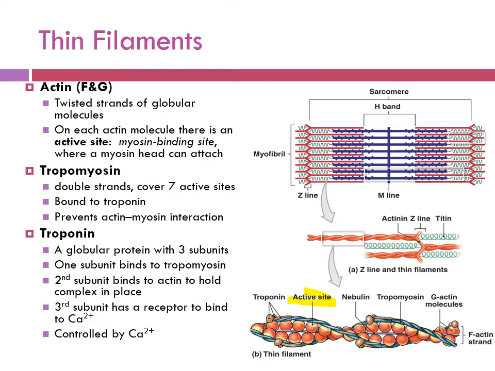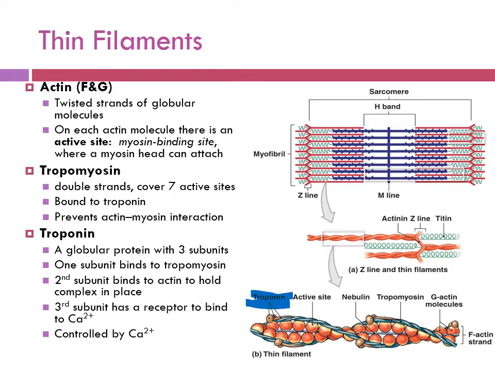Tropomyosin is a double strand. So it's in blue down here. This is tropomyosin, and the tropomyosin kind of wraps around the actin, and it covers up the active sites on the actin. So our tropomyosin wraps around the actin and covers up those active sites. And the tropomyosin is held in place by troponin. And troponin is a protein that has 3 subunits.